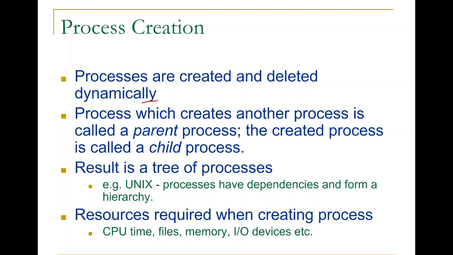So a process which creates another process is called a parent process, and the created process is called a child process. Right? Usually the result is a tree of processes. For example, in Unix, we have processes that have dependencies and form a hierarchy. I had shown you an example earlier. Each of these processes requires resources when being created. The resources are CPU time, files, memory, I/O devices, and more. So we'll talk about process creation.